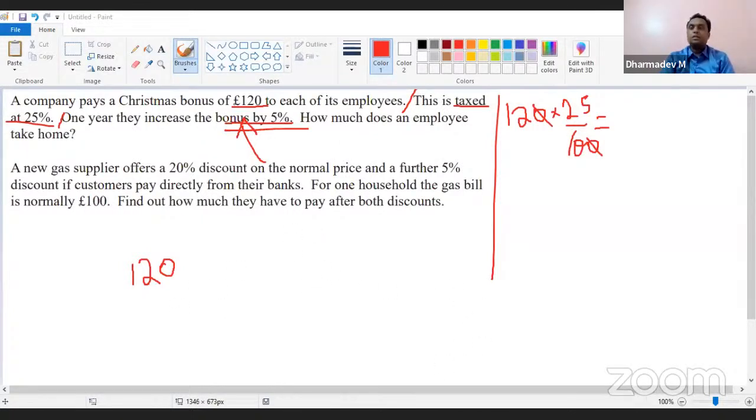Is the extra amount taxable or not? Yes, because that's also your bonus. Bonus is being taxed. So 120's 5%: what is 5% of 120? 10% will be 12, then 5% will be 6. Right? So 126 is the amount. Now let us talk about the tax. This is taxed 25%.